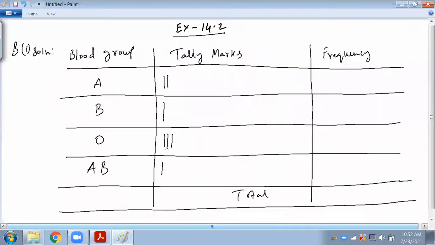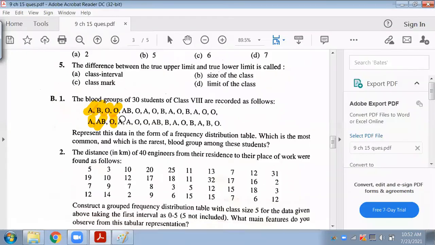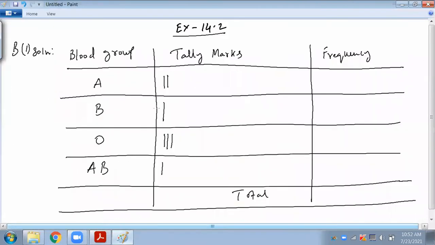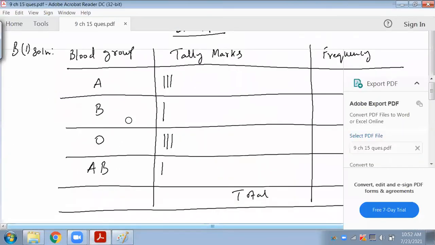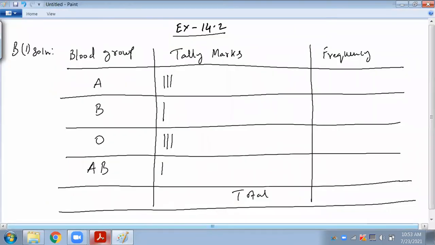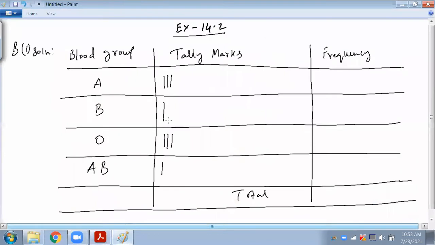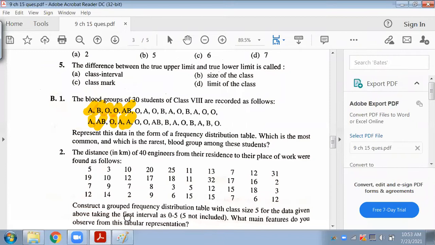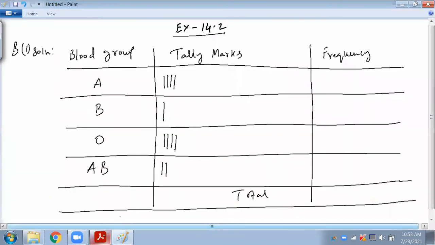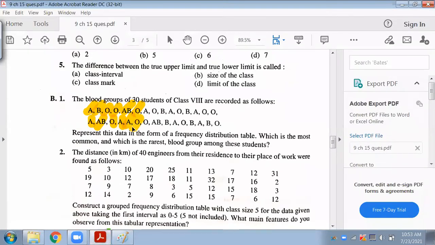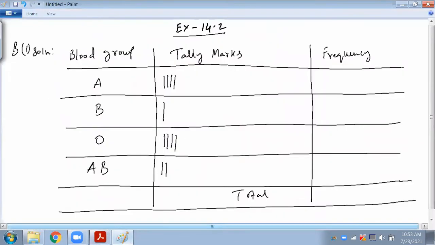Put it near O. Then next is again A, so put near A. Next is AB, so put the mark near AB. Again cut the next one. Next one is A, and put the mark near A. Again next one is O, put it near O. Again it is O, so put it near O.